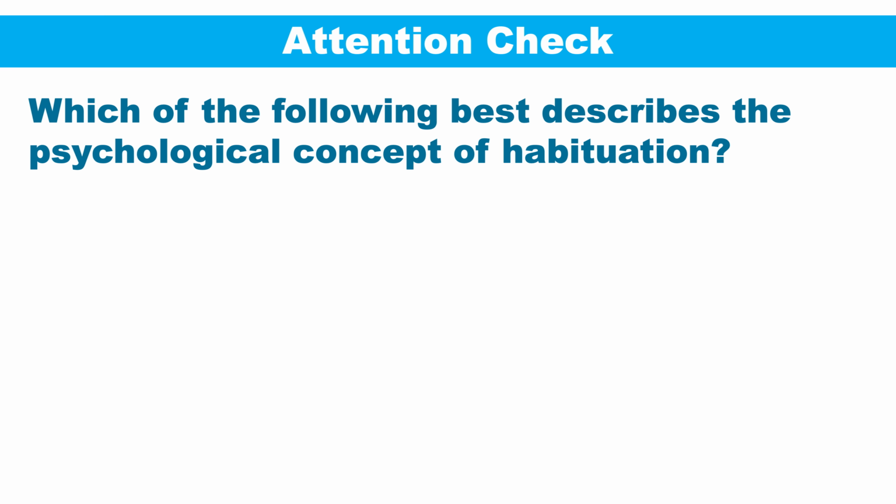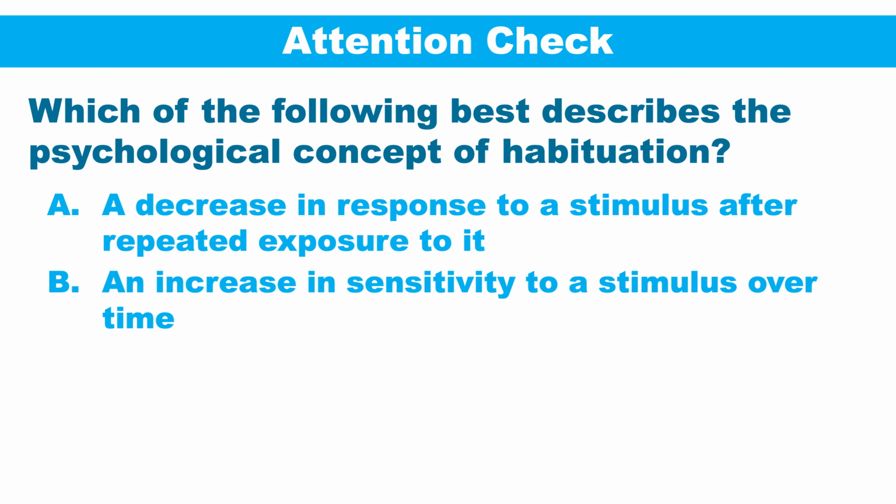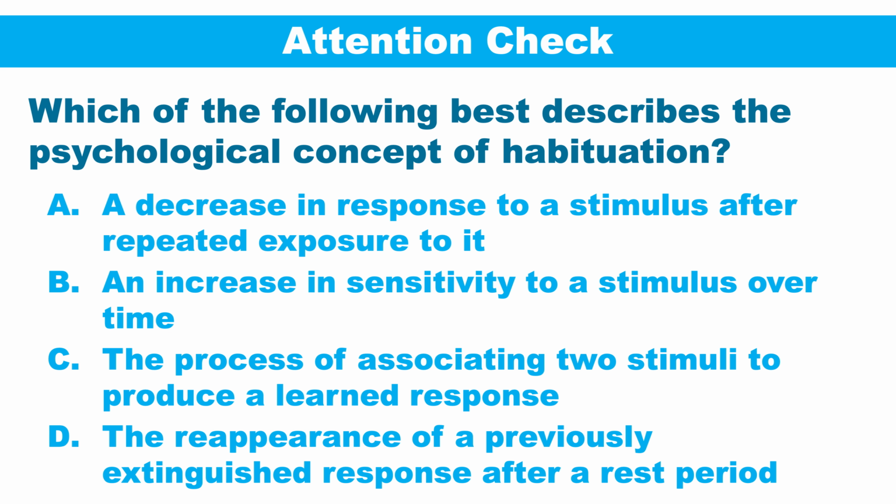Which of the following best describes the psychological condition of habituation? Is it A, a decrease in response to a stimulus after repeated exposure to it? B, an increase in sensitivity to a stimulus over time? C, the process of associating two stimuli to produce a learned response? Or D, the reappearance of a previously extinguished response after a rest period?